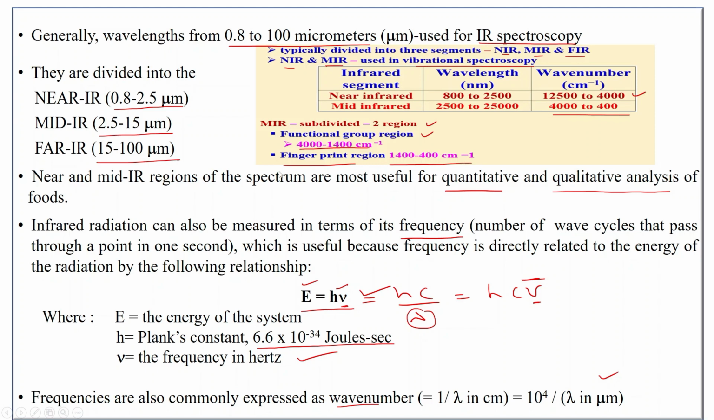Usually, internationally, the spectra, the FTIR spectra, have the wave number on the x-axis instead of the frequency or the wavelength. We will have mostly the wave number.